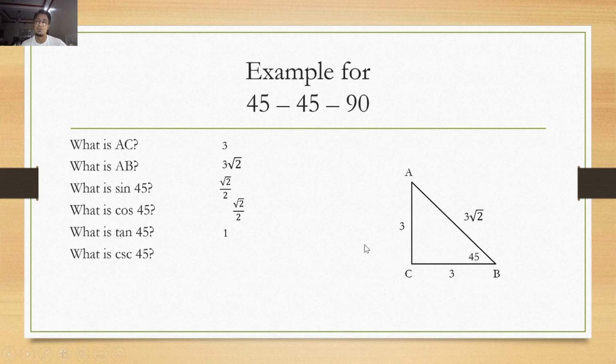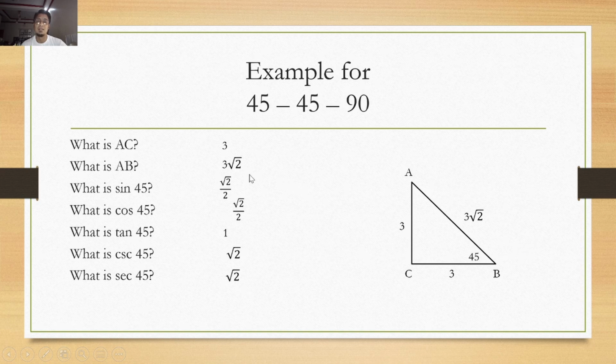What is cosecant 45 degrees? That is square root of 2. So hypotenuse over 1 of the opposite side. Cancel lang yung 3. What is secant 45 degrees? Still, square root of 2.